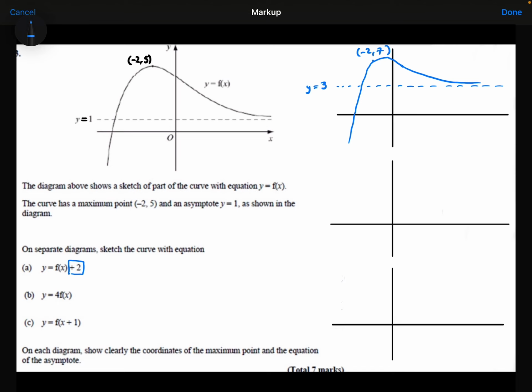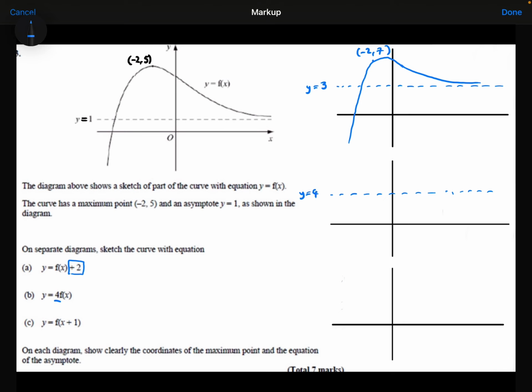Part B. y equals 4 times f of x. So that means we are multiplying all of the y coordinates by 4. So the asymptote was at the coordinate y equals 1. It's now going to be at the coordinate y equals 4. Or rather the line y equals 4.